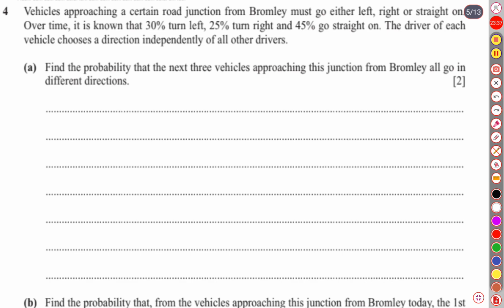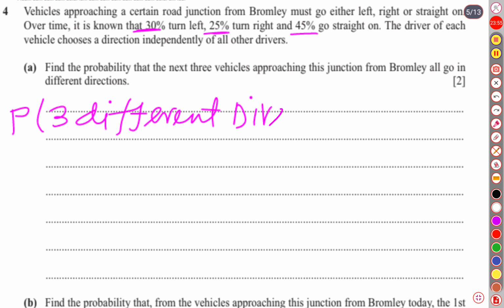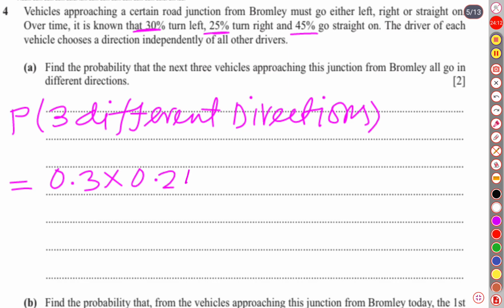Well, so individual probabilities are 0.3, 0.25 as well as 0.45. So let us write the probability of three different directions equal to. First one, let's say the first one goes to left, for which it is 0.3. Second one goes right, it is 0.25, and third one goes straight on, which is 0.45.